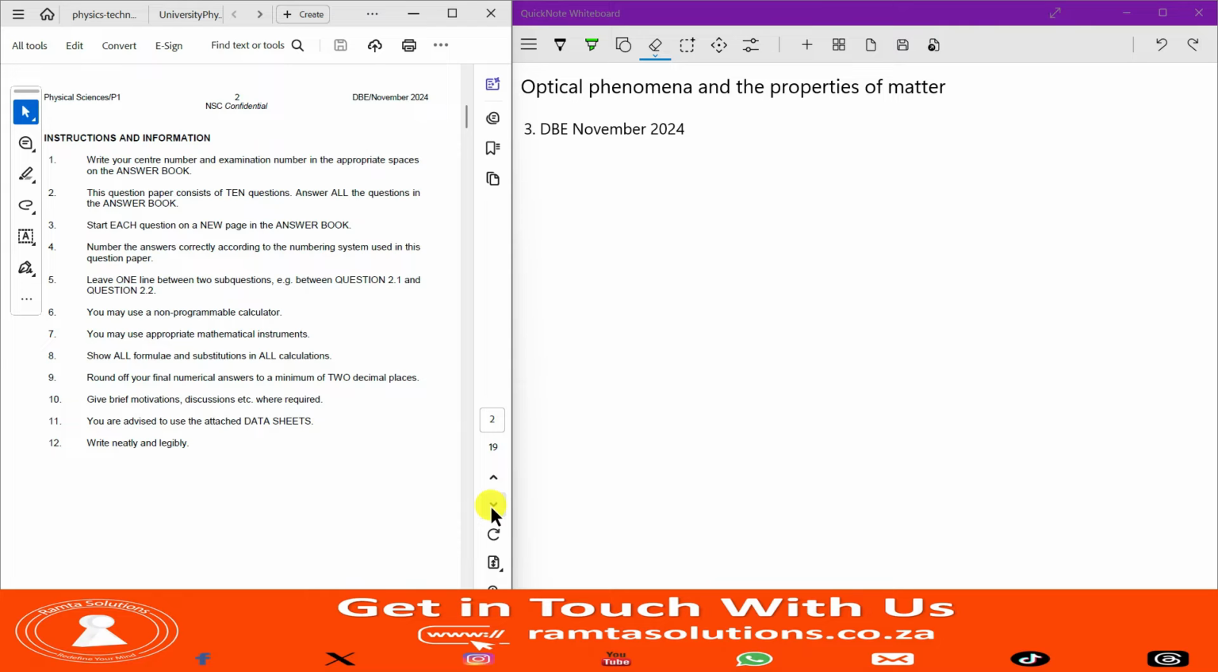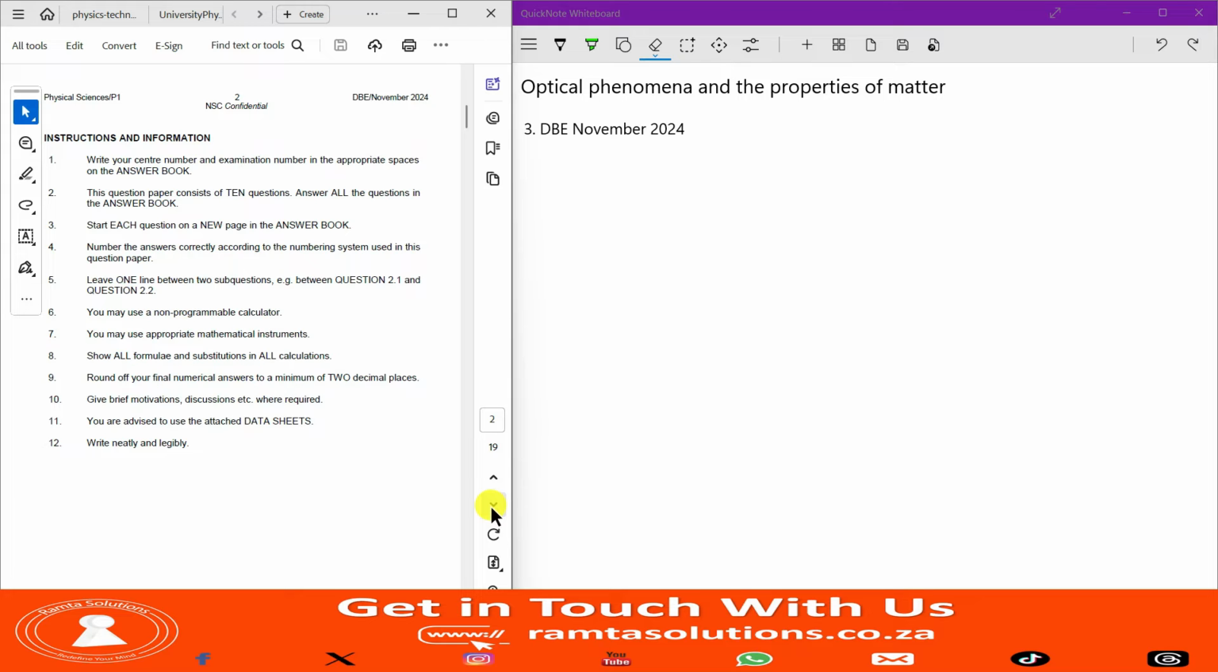Instruction 10: Give brief motivations, discussions, etc. where required. This is physical sciences. Unlike business studies or life sciences, and even history, it doesn't have essay questions, right? So try to have brief motivations and discussions. And my advice is to use point forms, 1 point, 1 mark. Okay?